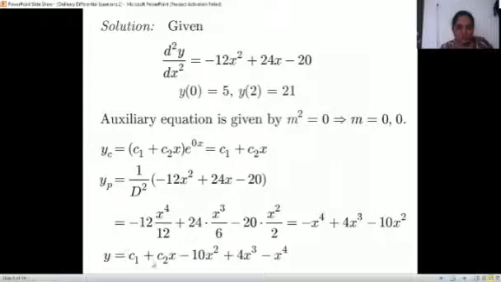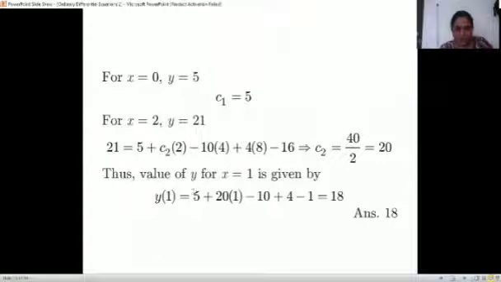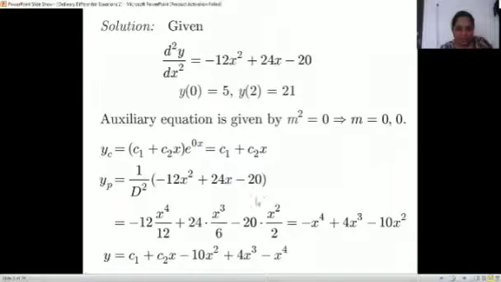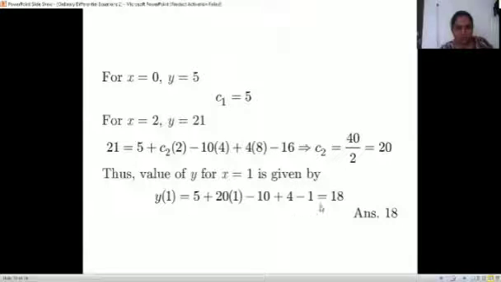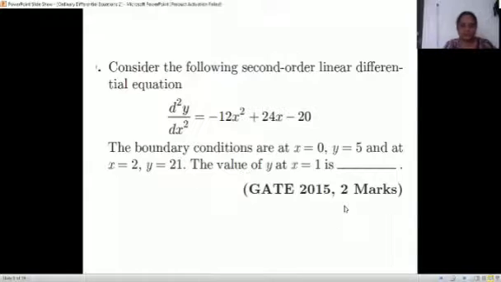Right? Now we have two arbitrary constants C1, C2, and we have values for them. So substituting back, we get y is C1, 5, plus C2 x, C2 is 20x. But we have to find the value for x is 1. So x we are putting here 1. So 20 into 1 minus 10. This is as it is, and for x we are writing 1. So finally we'll get answer as 18. So this is the answer.